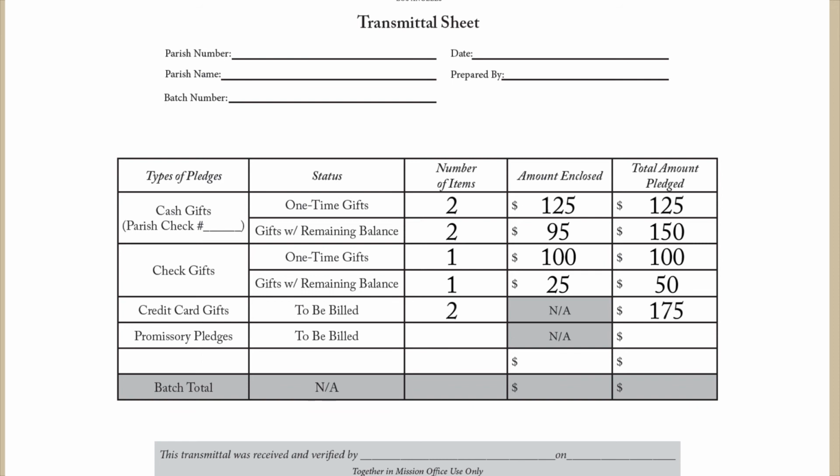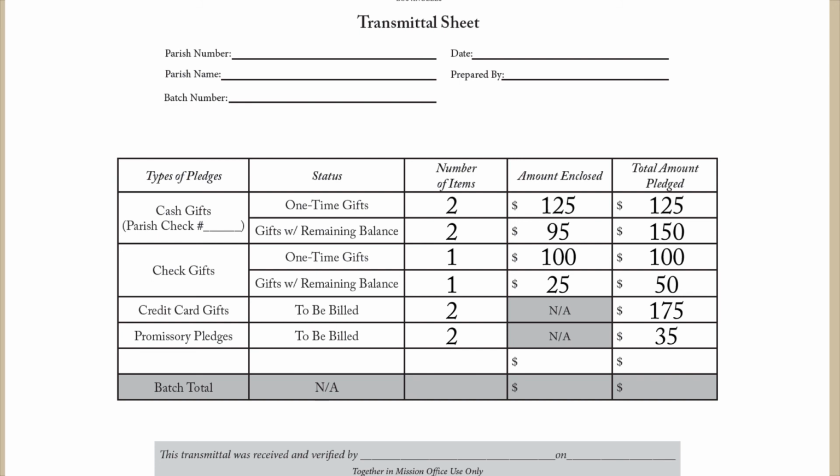For credit cards, we have 2 gifts. One individual pledged $100, and the other individual pledged $75. So the total that we will put for the total amount pledged will be $175. Finally, we have 2 promissory pledges. So under number of gifts, we put 2. One of those promissory pledges was for $25, and the other one was for $10. So the total amount pledged will be $35.